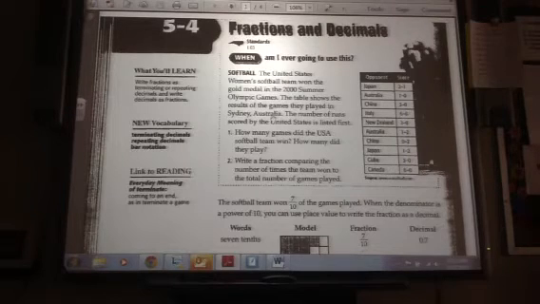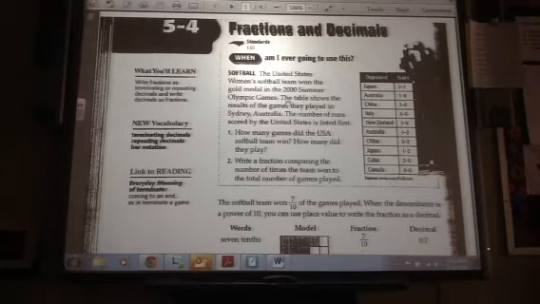And then the second question says, write a fraction comparing the number of times the team won to the total number of games played. Now I know with word problems, a lot of times we get confused with all the words in the word problem. So we read through it, we read both the questions. Those are good practices for both math and language arts. Now let's go back and find out exactly what we're looking for.